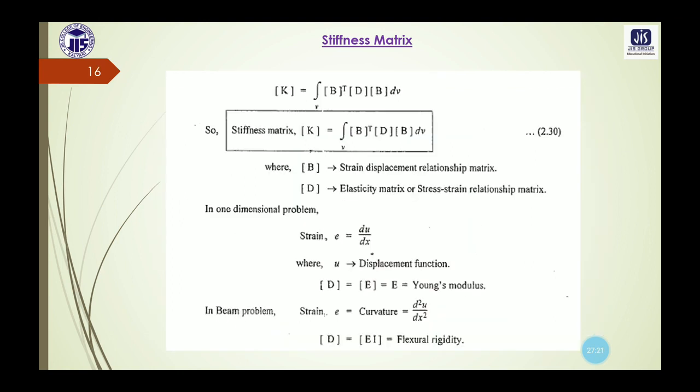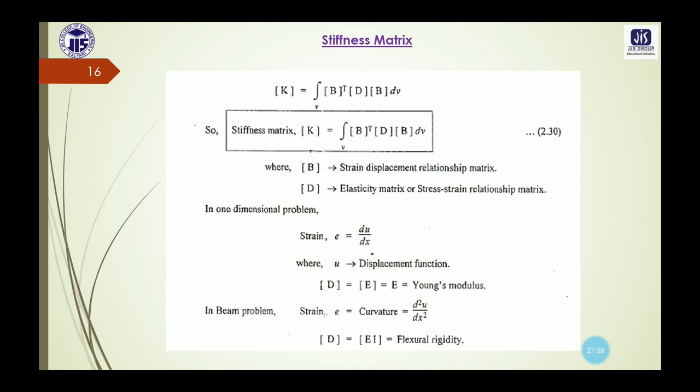Next we can write that the stiffness matrix K equals the integration over V of B transpose multiplied by D multiplied by B into dV. So this is the expression of the stiffness matrix K: integration over V of B transpose into D into B dV.